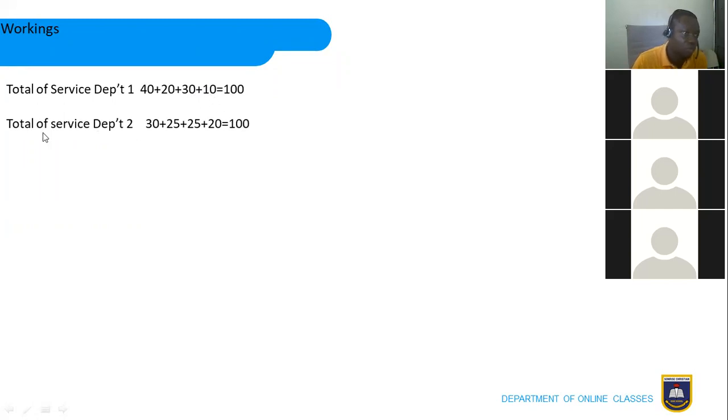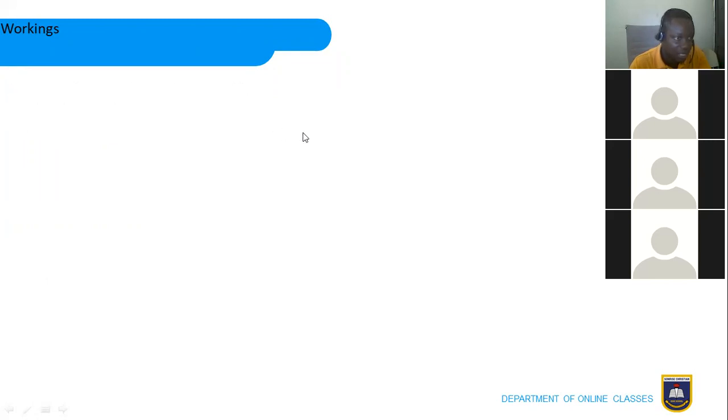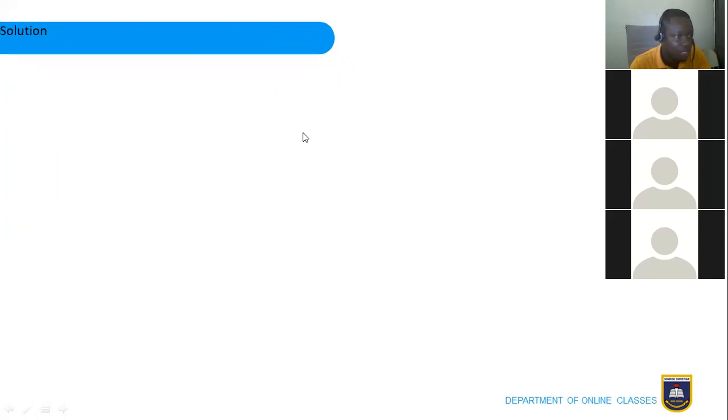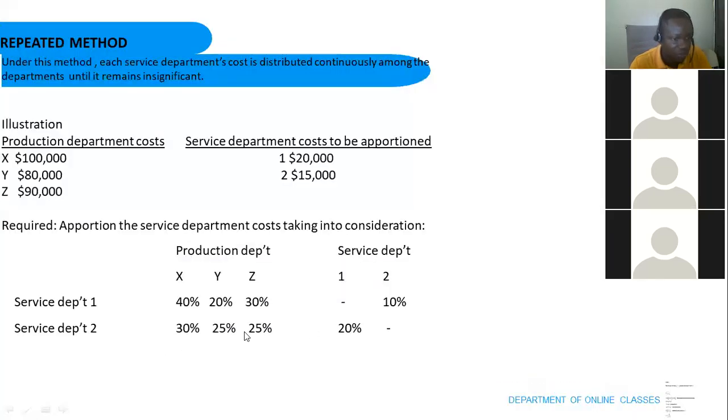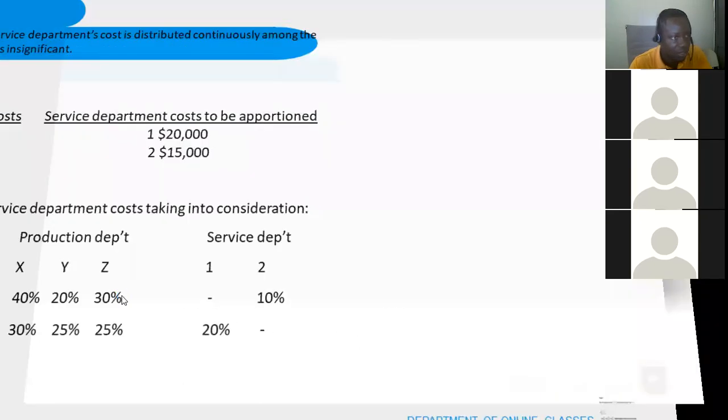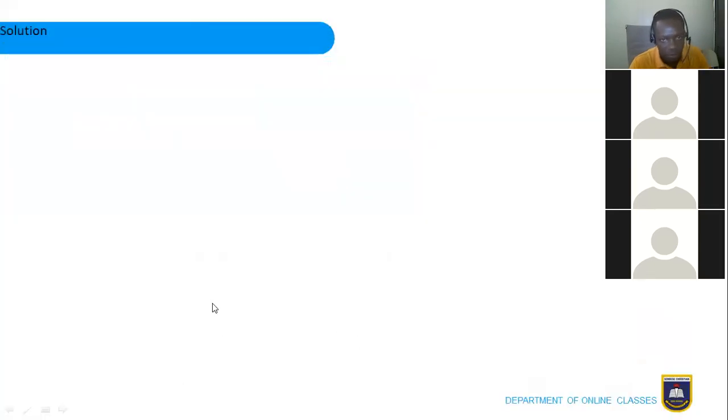And when it comes to the service department 2, as we can see, we are supposed to use 30, 25, 25, and 20. And that is from the question that has been given. You can see 30, 25, 25, 20. Okay. All right. So that is it. The solution.